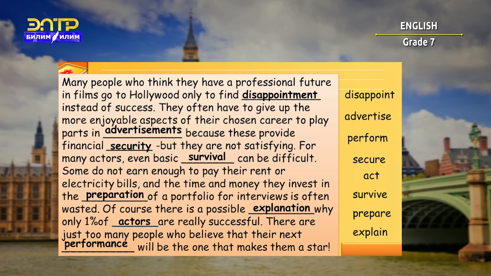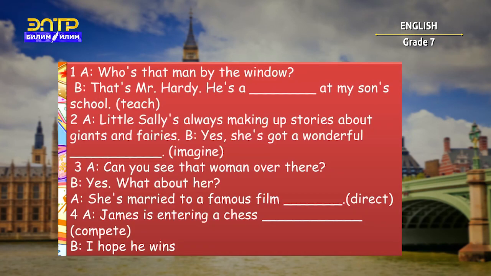So the first word is disappointment, and the next one, advertisement, security, survival, preparation, explanation, actors, and performance. Here we have to make nouns from the words in brackets to complete the conversations. Use the suffixes that we have learned before. I'm going to give you some time. Let's go!